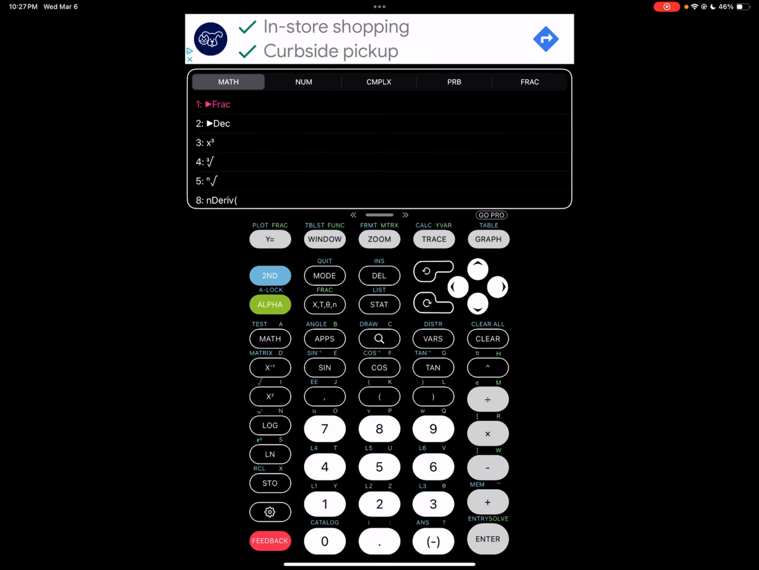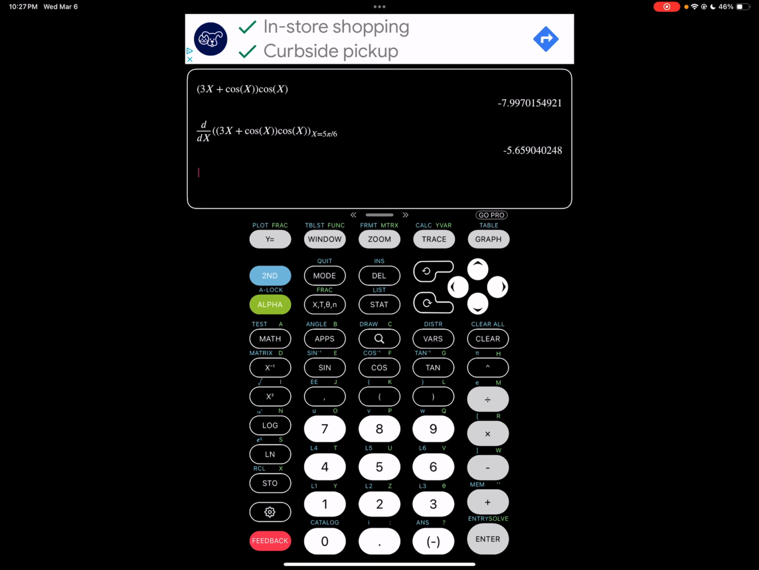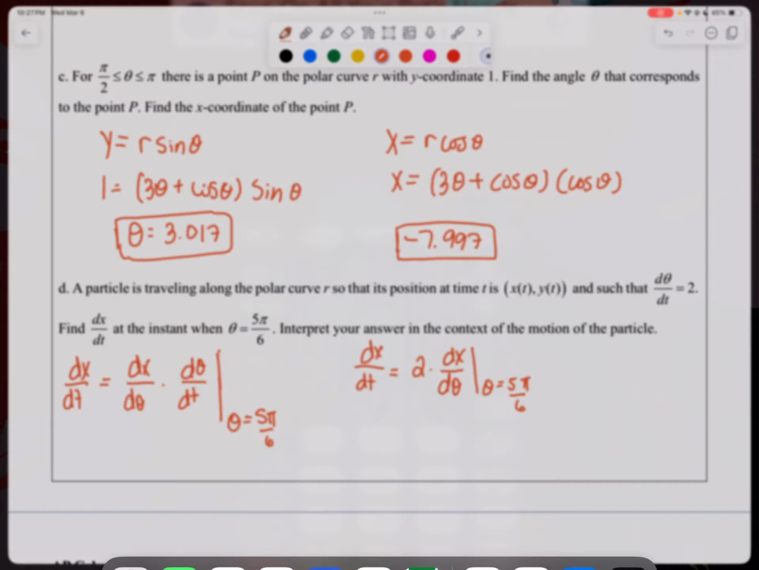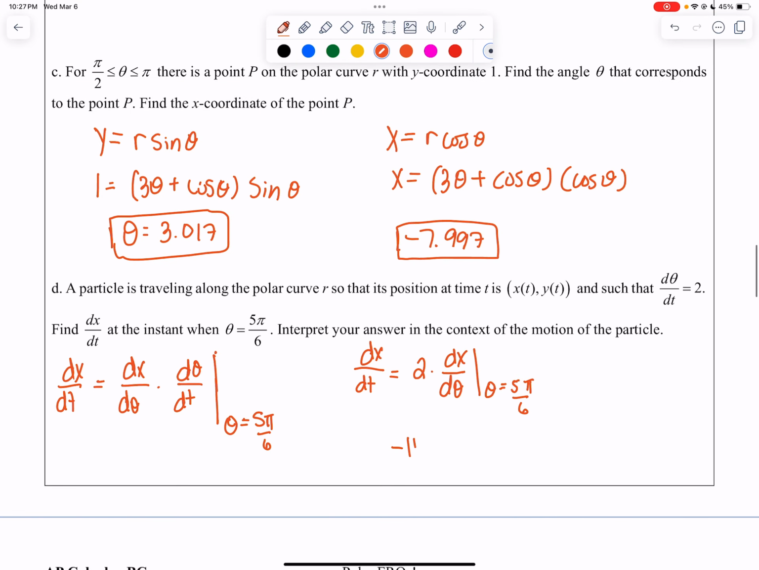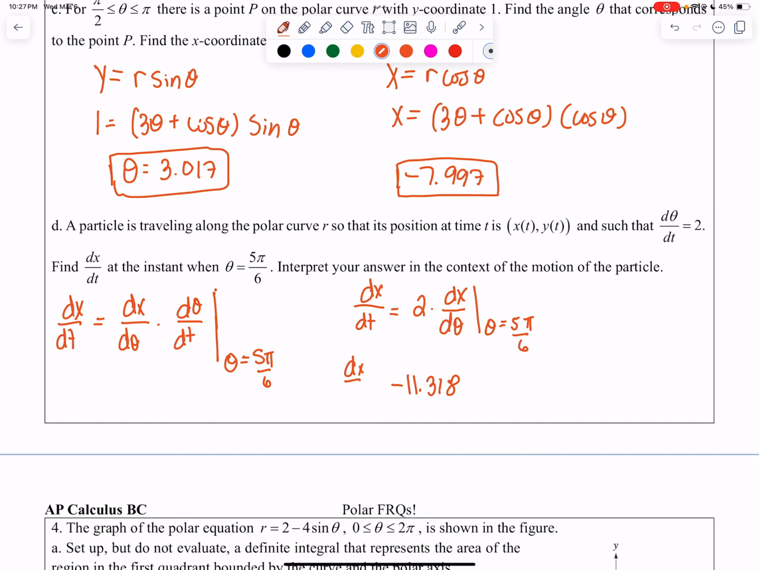So what I'm going to do is use the numerical derivative of this right here at 5 pi over 6. And then I am going to multiply by 2, and that's going to give us our answer of negative 11.318. So that is dx dt.